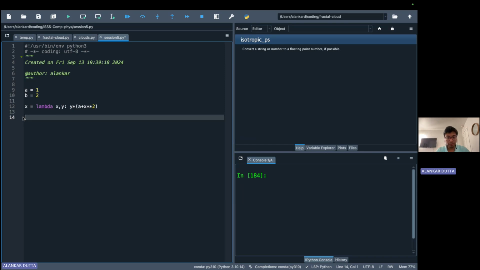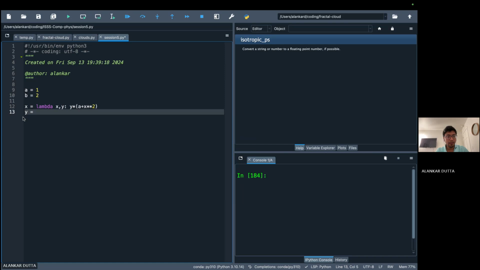right? And then we write y equals to y times a plus x square, lambda x, comma y, b over a plus x star 2 x squared, right? So now we have defined these two.